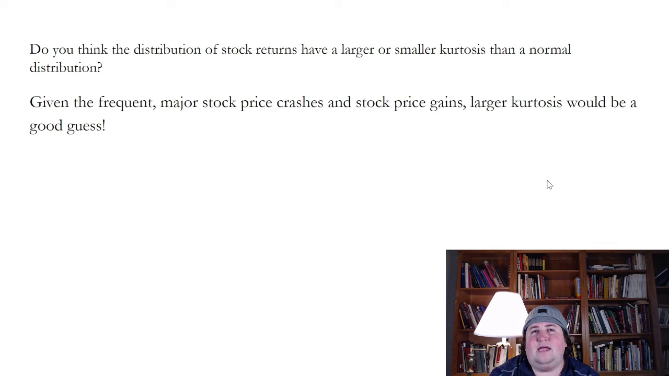And the answer is, given the major stock price crashes and stock price gains, right, you frequently see negative 10% returns, negative 20% returns in a day, even sometimes for giant companies, negative 30, 20, 25% returns. That would not be typical of a normal distribution, right? We wouldn't see that as often as we do. And so, given the major stock price crashes and major stock price gains, larger kurtosis would be a good guess. So there's more kurtosis in stock price returns than typically in a normal distribution.